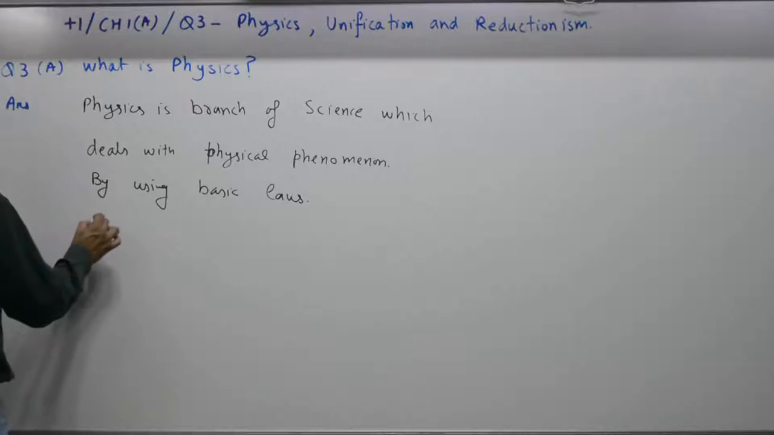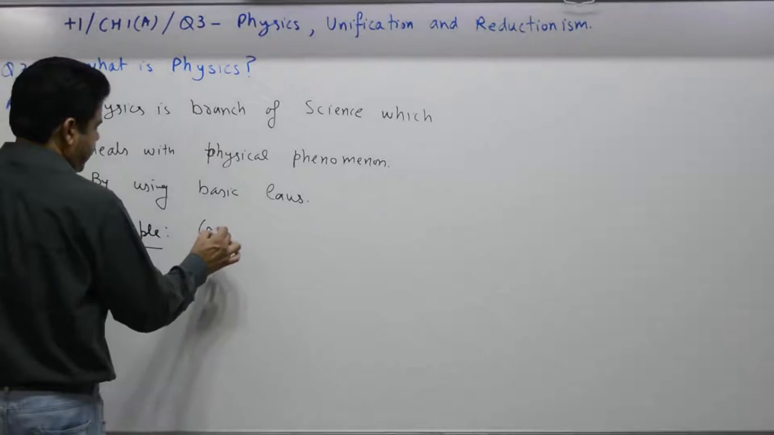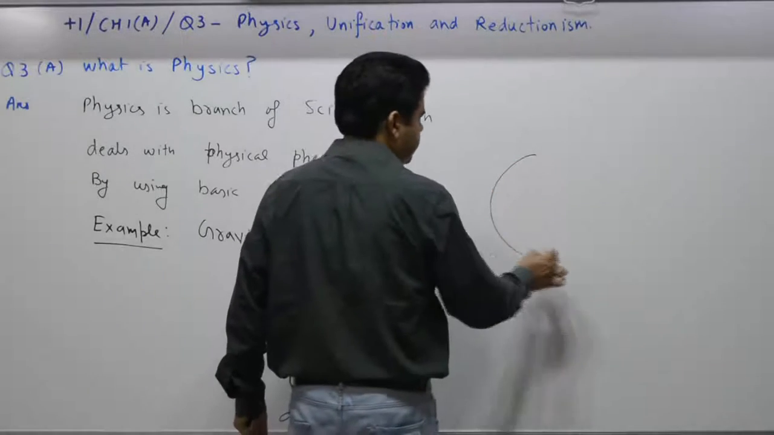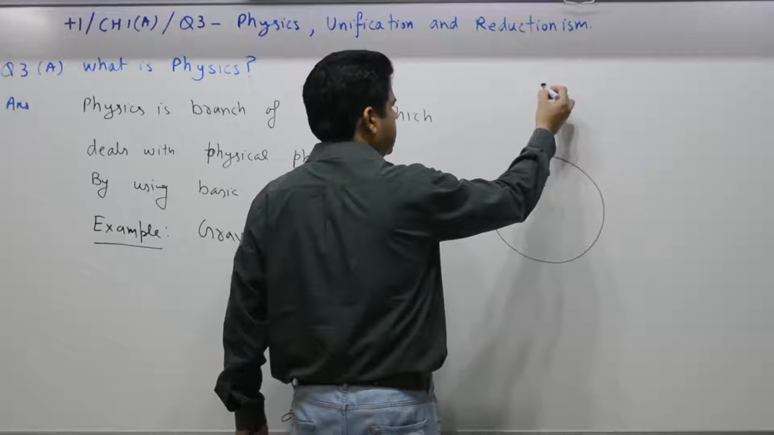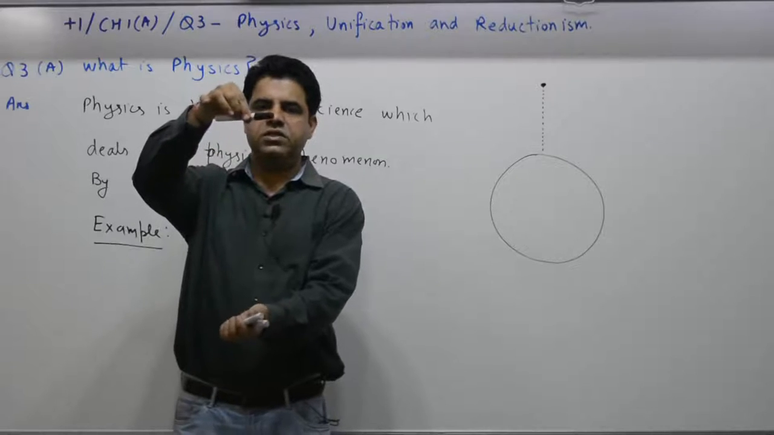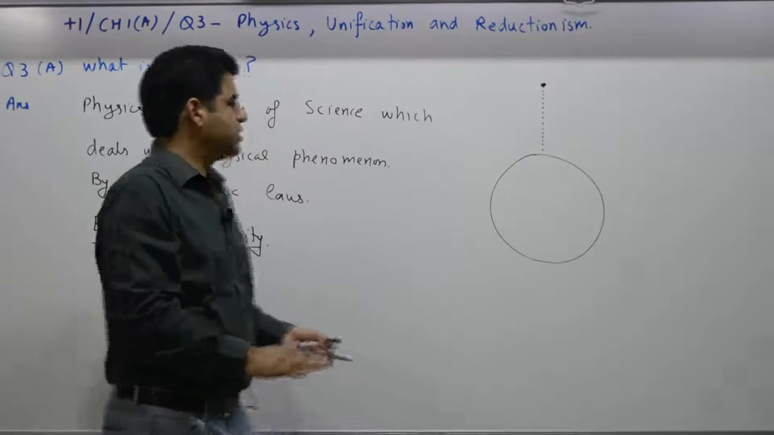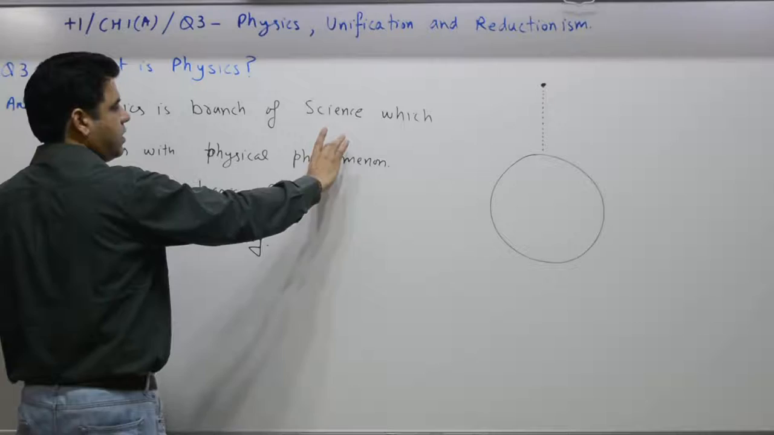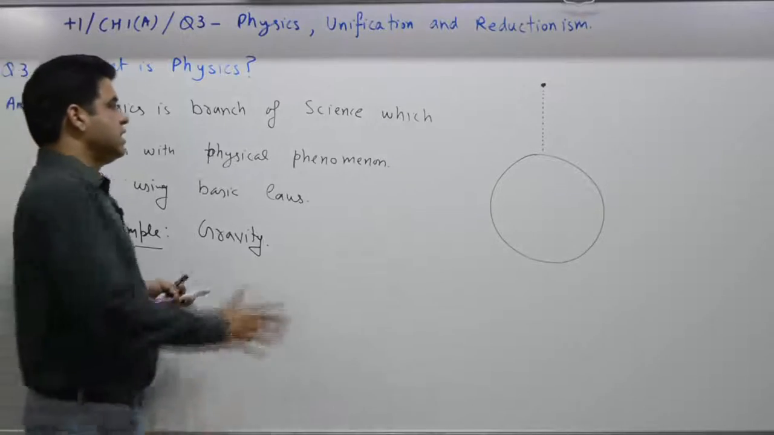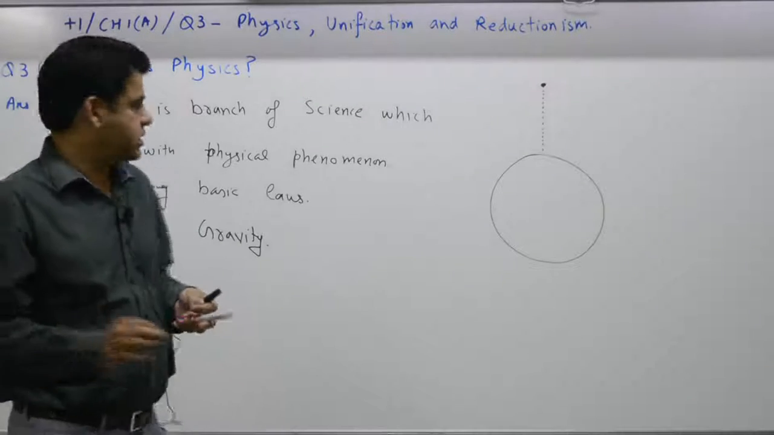As an example, gravity. Phenomena of gravity: Earth. If you release an object from a certain height, this object falls towards Earth. This is a physical phenomenon. If you explain this physical phenomenon using the law of gravity, that is law of gravitation, then this branch of science which deals with this particular issue is termed as physics.